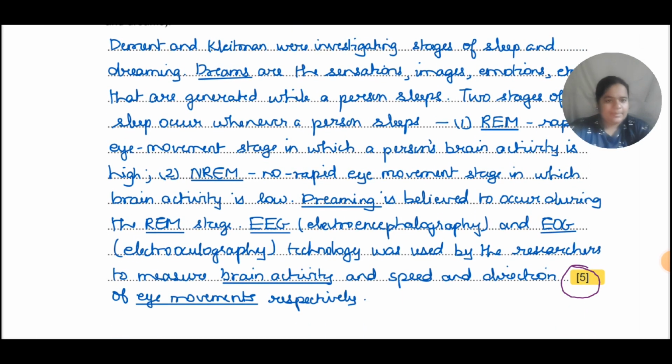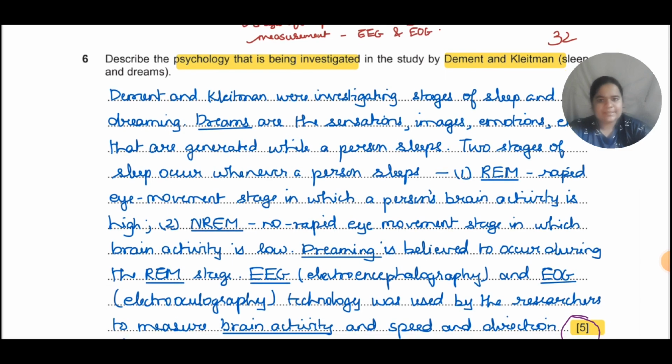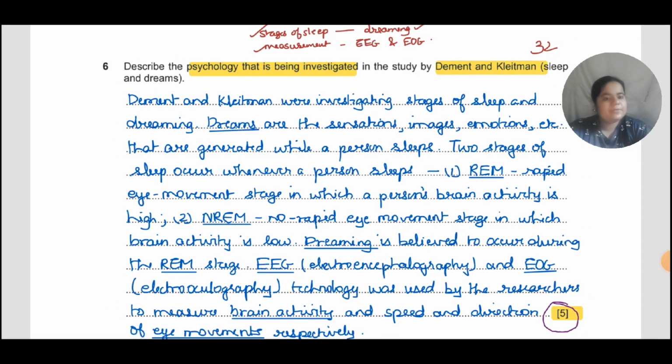Okay, now for the Dement and Kleitman study, let us just understand how we put down what we have learned into 5 marks. When they ask us for psychology being investigated and there's so much that we've understood that we're ready to write about, we need to pick up roughly, as a rule of thumb, it's 5 marks. Let's pick up 5 to 6 sentences. It's not compulsory, I'm just giving you a rough guideline.